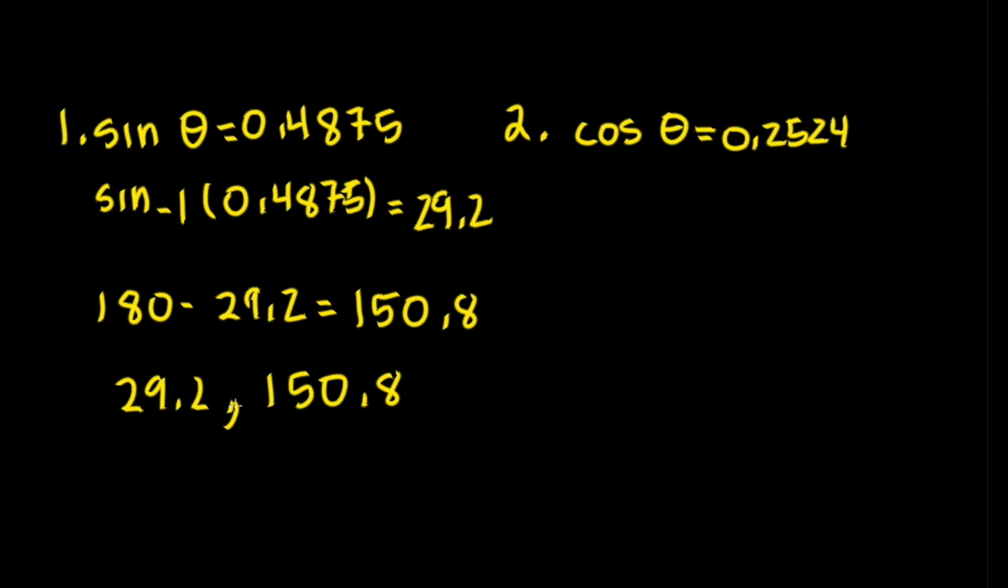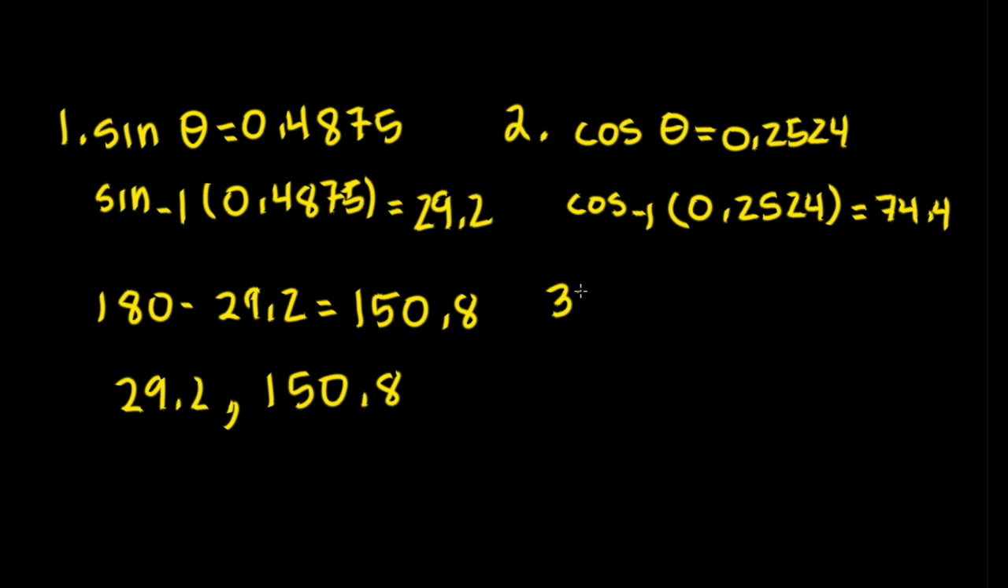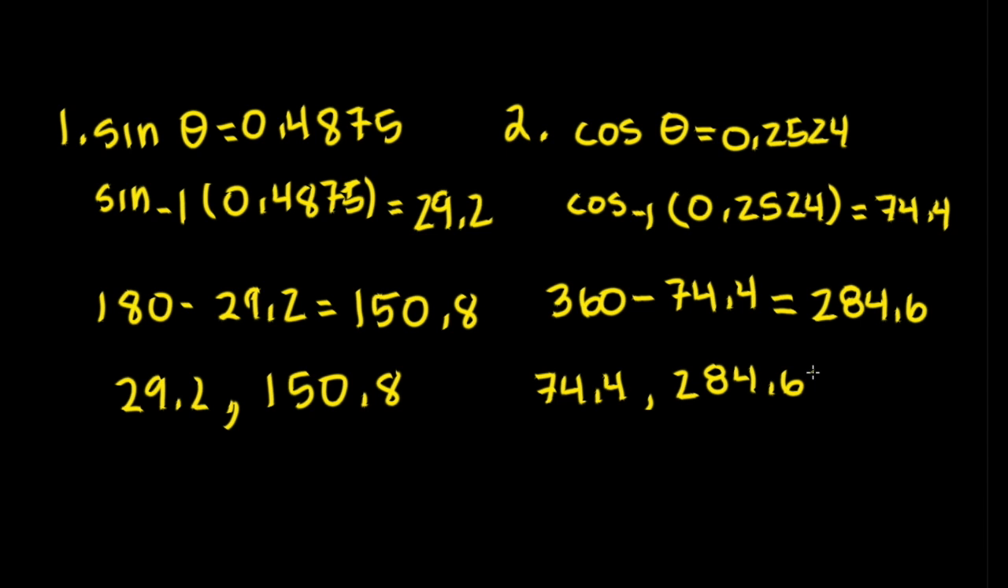For our next problem, we're going to do the same thing. So first we're going to type in cosine to the -1 of 0.2524 into our calculator. Our simplified answer equals 74.4. By looking at our chart, we can see that cosine is positive in quadrants 1 and 4. So the reference angle for quadrant 4 is 360. We are going to do 360 minus 74.4, which equals 284.6. So our two possible answers where cosine is positive are 74.4 and 284.6.